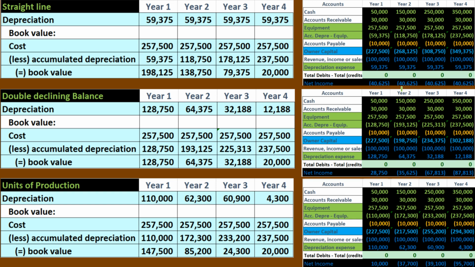And an argument can be made on either side of that. The even allocation would say, well, we're still using the piece of equipment. An argument for the accelerated method would be that, well, I get more use out of it in year 1 than year 2. So yeah, it does make sense for us to allocate more in year 1. It's a more productive piece of equipment in year 1 than in year 2. So there is a valid argument to do that.